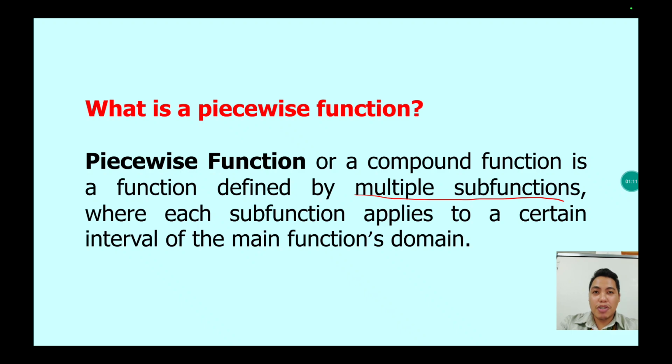There are situations that require more than one formula in order to obtain the output. We need to describe the situations in which a rule or relationship changes as the input value crosses certain boundaries. What do we mean by that? It will be best illustrated by this example.